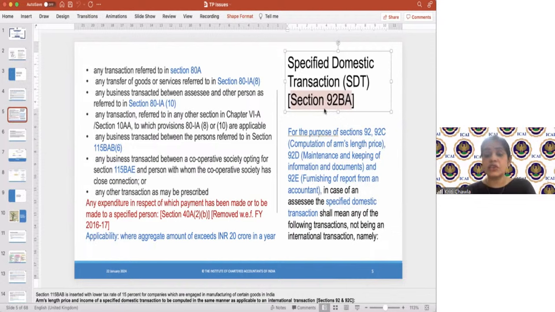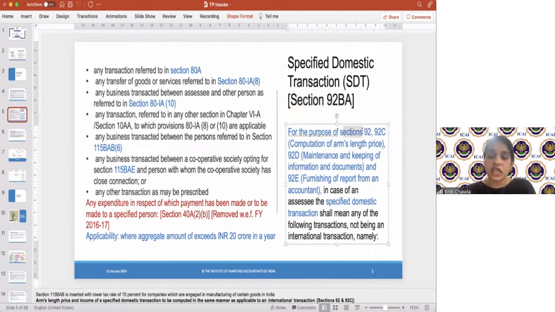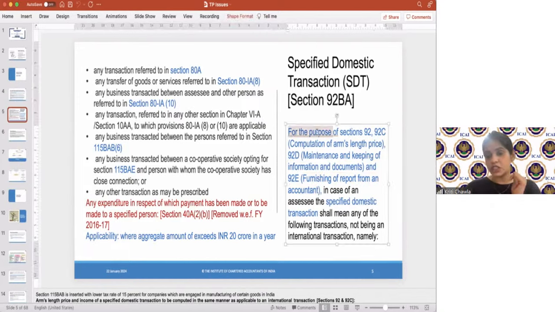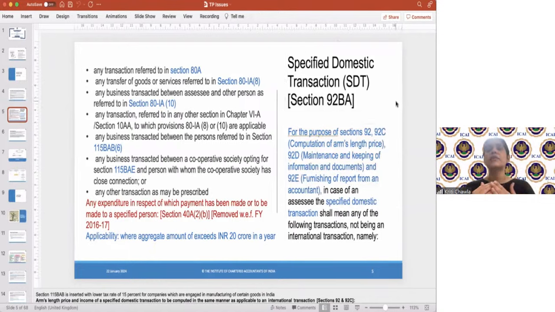Now, if you read through section 92BA, it says, for the purpose of section 92C, which is on computation of arm's length price, 92D, which is transfer pricing documentation, and 92E, which is form 3CEB, in case of an assessee, the specified domestic transaction will mean all these transactions. What they're really trying to say is that the concept of determination of arm's length price under specified domestic transactions is going to be the same as the concept of computation of arm's length price under international transactions.